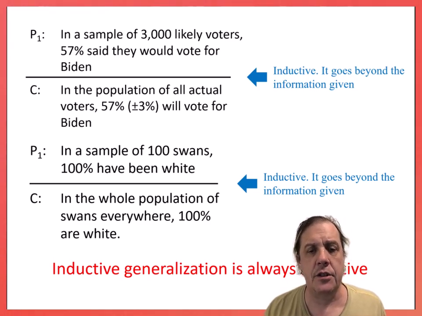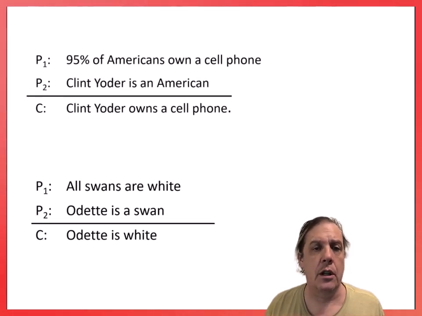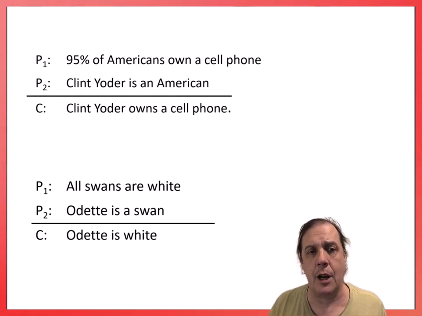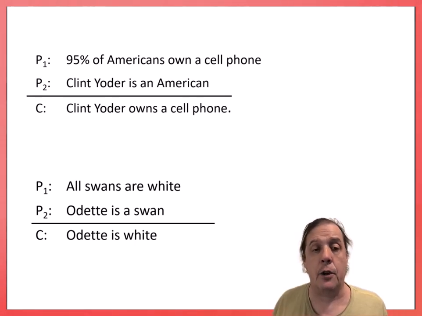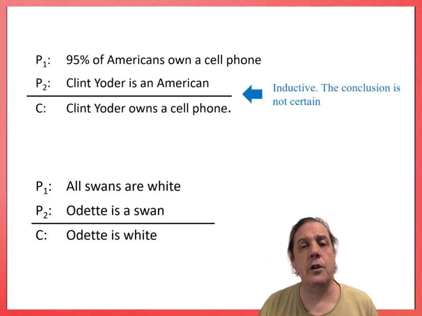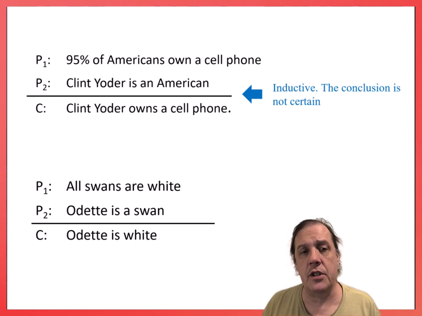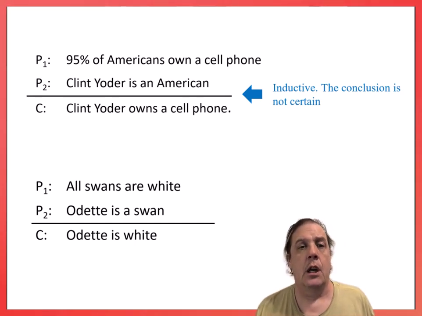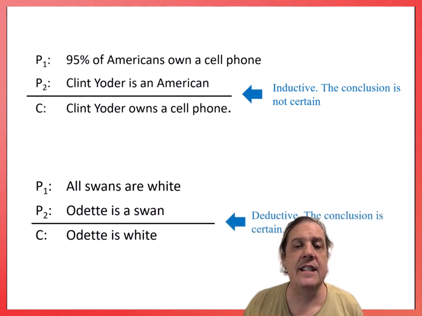But instantiation syllogism works differently. So here our two arguments were 95% of Americans own a cell phone and all swans are white. So one starts with a premise about 95% of the population, and the other starts with the premise about every member of the population. In this case, the first argument is inductive. The conclusion is not certain. Given the amount of information you have, you are 95% certain of the conclusion. The second argument is deductive.